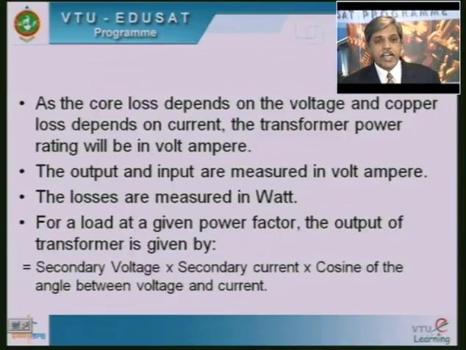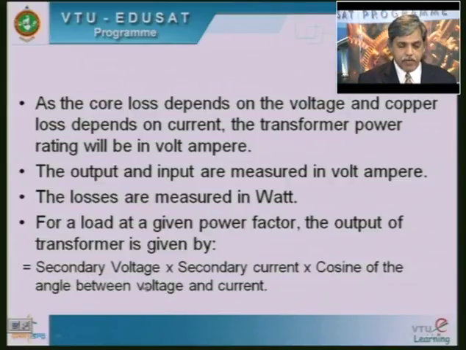Therefore, I need to consider the power factor of the load in calculating the efficiency of the transformer. So secondary voltage, secondary current, and the cosine of the angle between voltage and current will give you the output of the transformer in terms of watts. If this cosine term is not there, the product I will get is in volt amperes. Because of this cosine of the angle between voltage and current, I will get the transformer output in terms of watts.